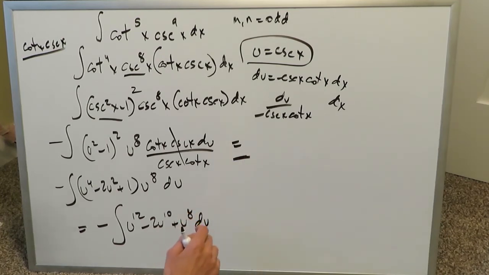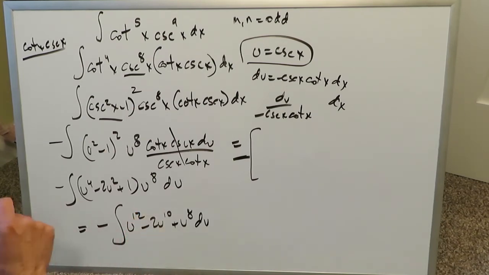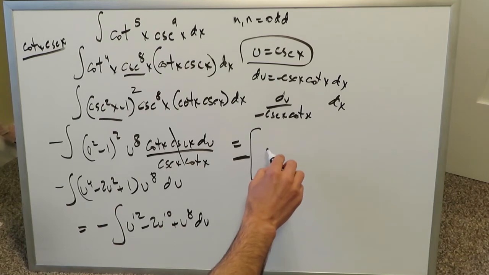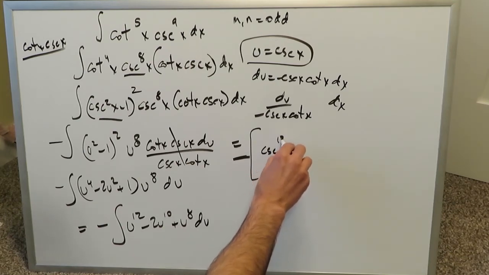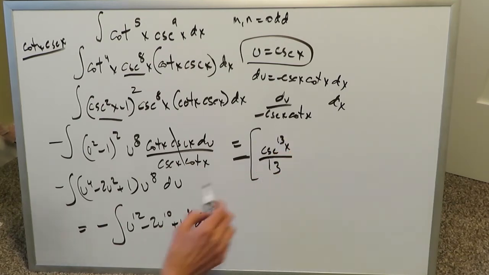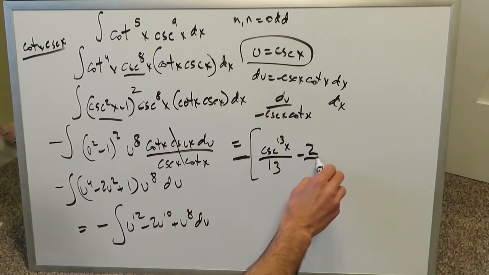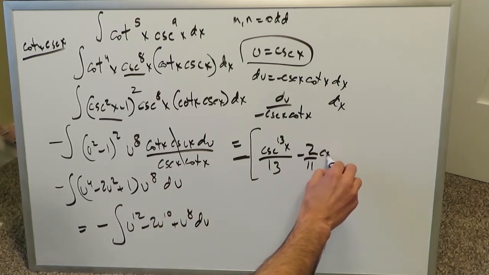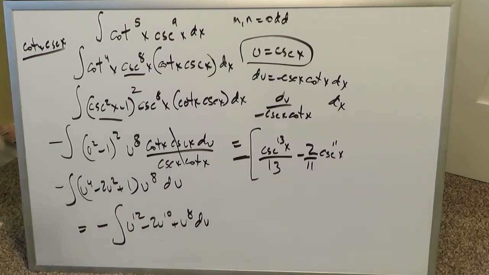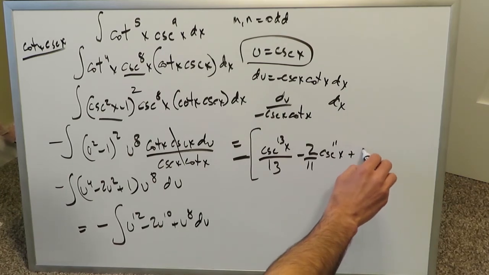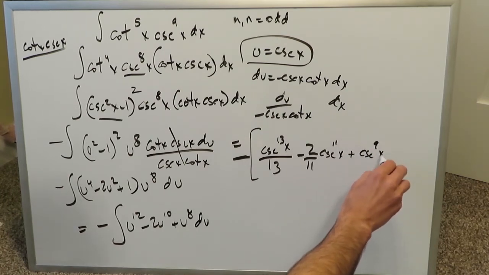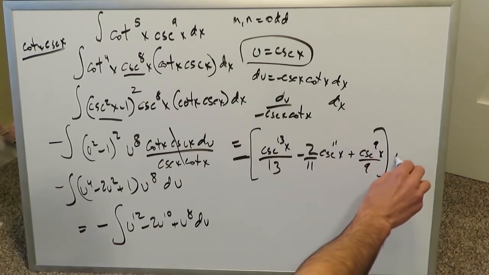Here's my minus sign, and I can just put a parentheses here because the minus will affect everything. u to the 12 will become u to the 13 over 13, and u here was cosecant x, so it'll be cosecant to the 13 x over 13. u to the 10 will become u to the 11 over 11, right? Minus 2 over 11 cosecant to the 11 x. u to the 8 will become u to the 9 over 9, plus cosecant to the 9 x over 9 plus c.